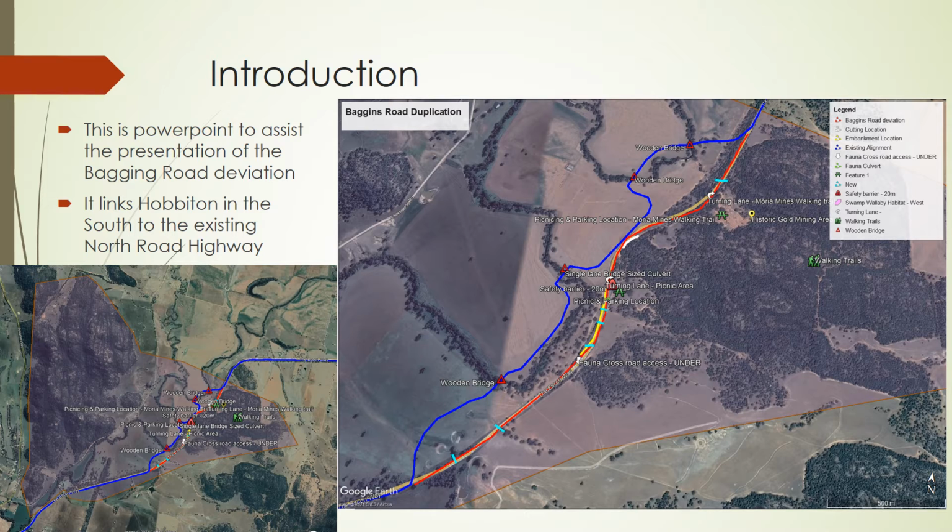So here we see the general layout of the project. Note the poor alignment of the existing blue road, and we'll see improving of the alignment on the red road. The range of the swamp wallabies is indicated in pink, and the locations of the various features are included in the project.